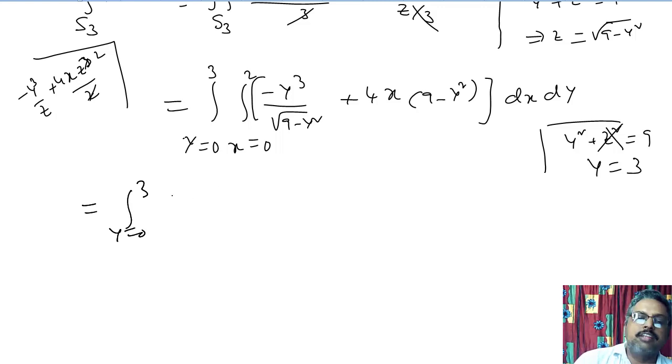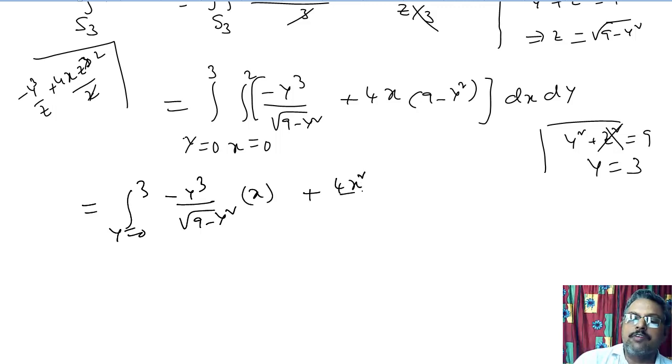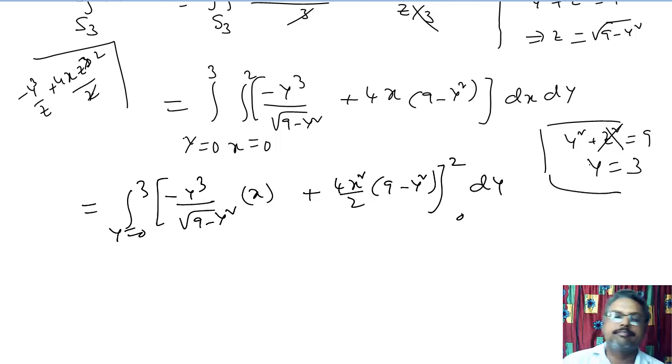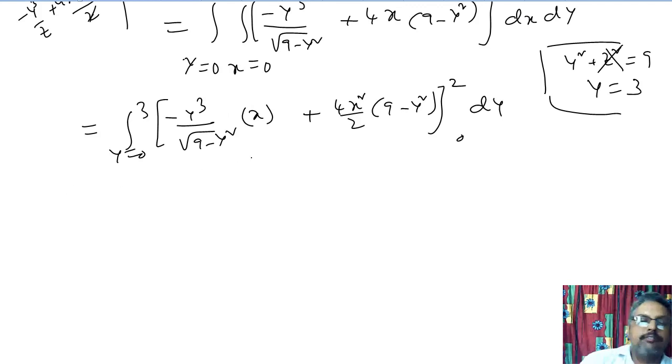Here there is no x term. Minus y cube by root over 9 minus y square into x. Here 4x square by 2, 9 minus y square. X limit 0 to 2, dy. Okay. Now simplification. X equals 2, you will get 2 here.